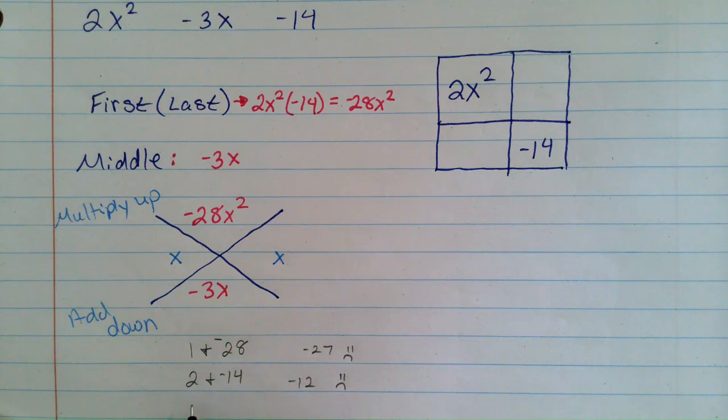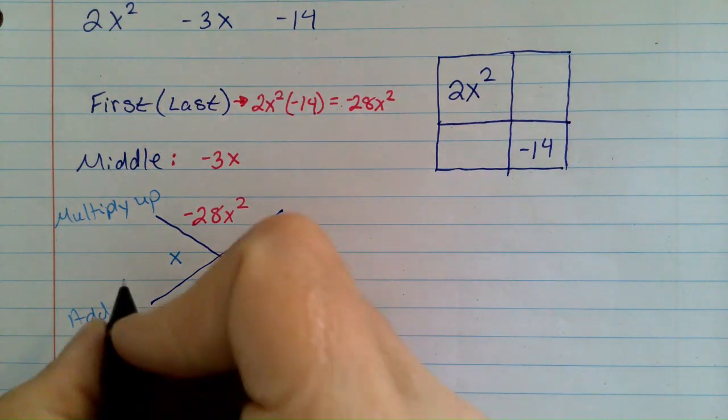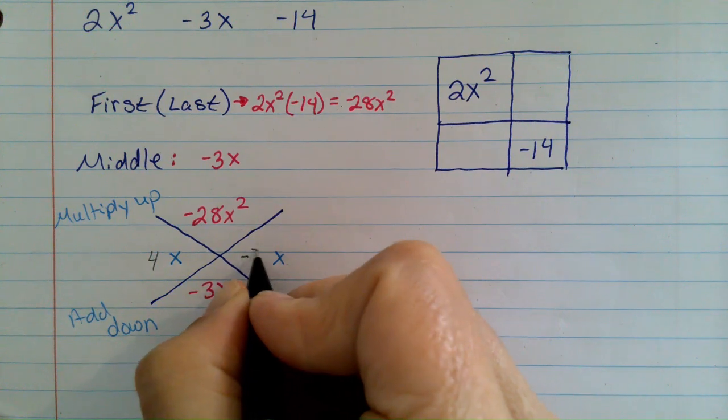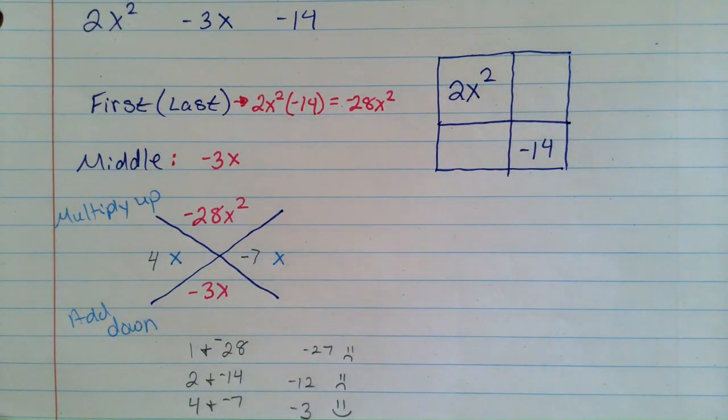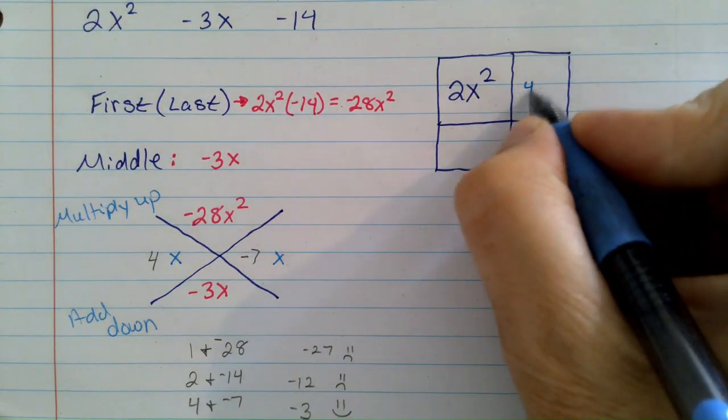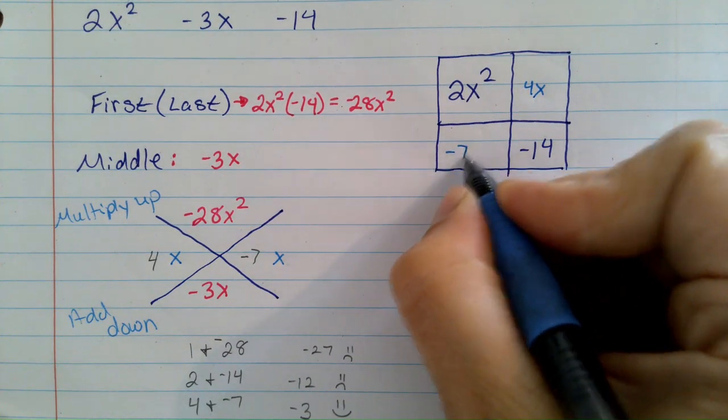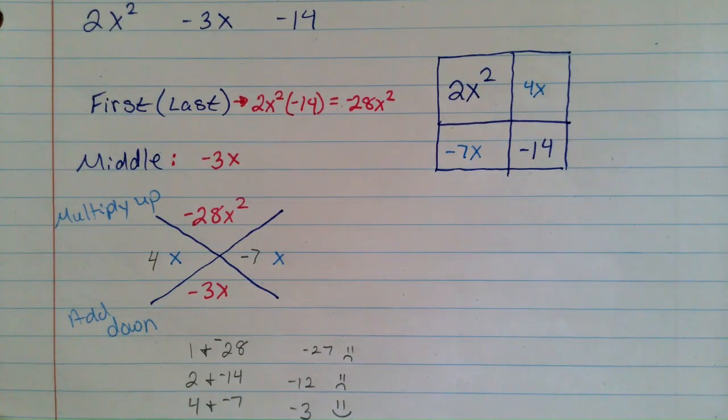Okay, 3 doesn't go into 28, 4 and negative 7. Hey, that adds to negative 3. That makes us happy. So this is going to be a 4, and this is going to be a negative 7. I don't care which one gets which box over here. You choose. I'm going to put the 4x here and the negative 7x here. And now we're ready to do our GCF.